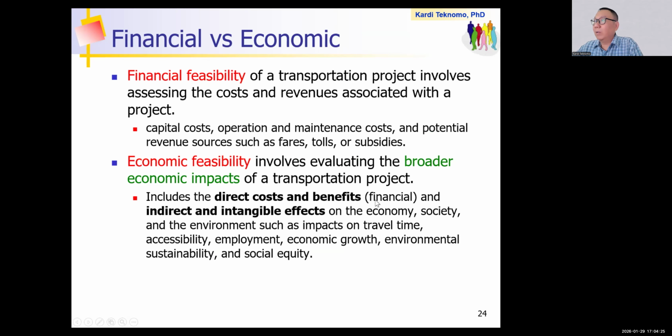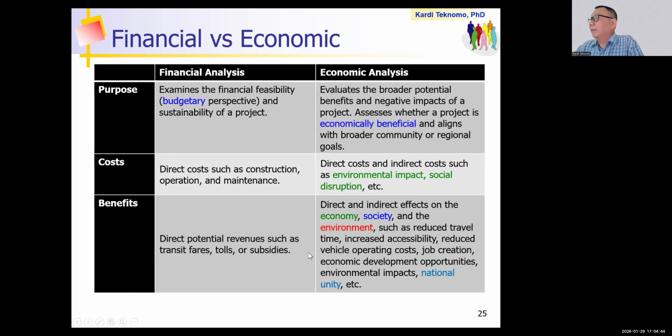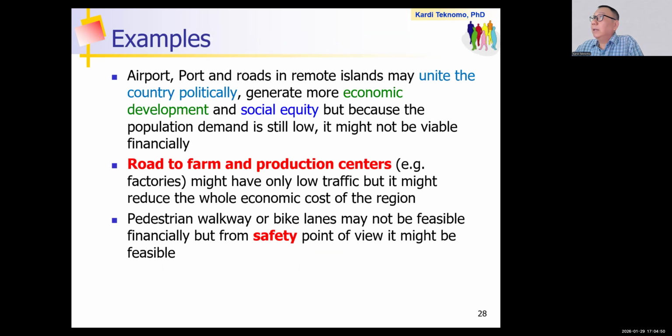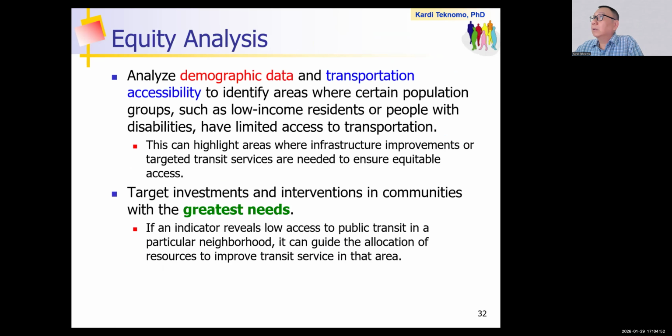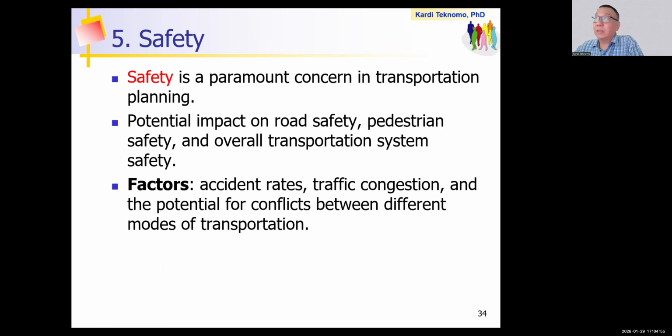The direct cost and benefit are represented by the financial, but indirect and intangible effects would include the economic, environment, social equity, including politics, and military. That includes national unity and so on. And we don't forget that we want to create a safe transportation. So this is our last part.